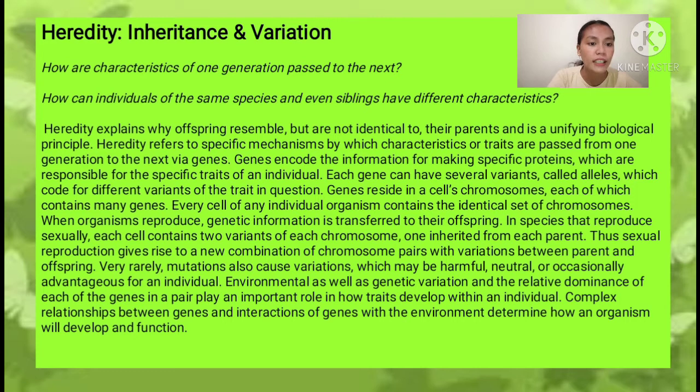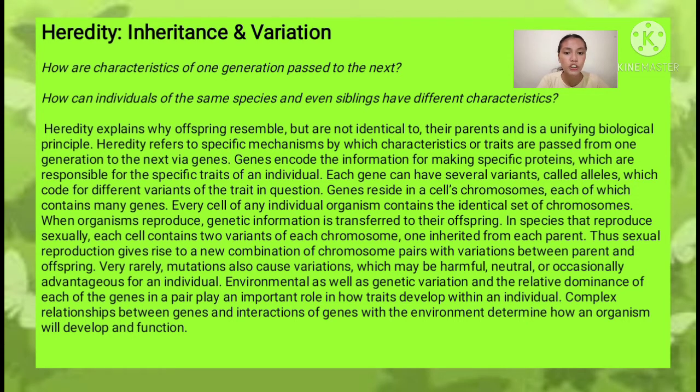Each gene can have several variants, called alleles, which code for different variants of the traits in question. Genes reside in a cell's chromosomes, each of which contains many genes. Every cell of any individual organism contains the identical set of chromosomes. When organisms reproduce, genetic information is transferred to their offspring, and in species that reproduce sexually, each cell contains 2 variants of each chromosome, one inherited from each parent.